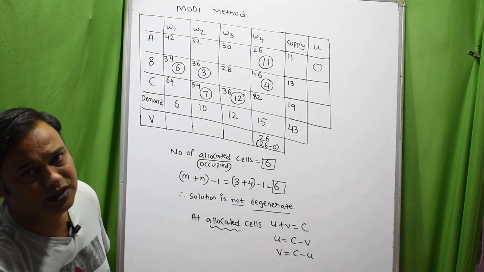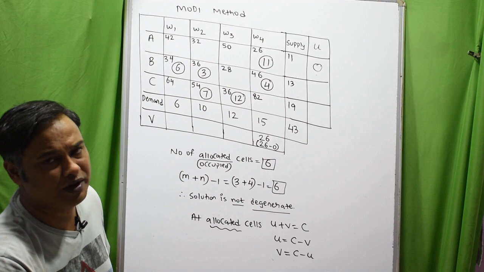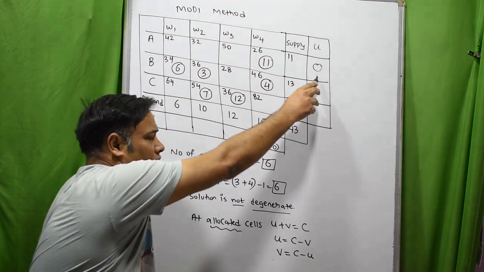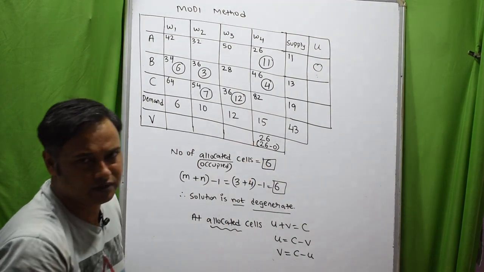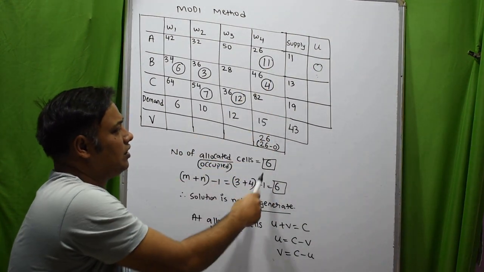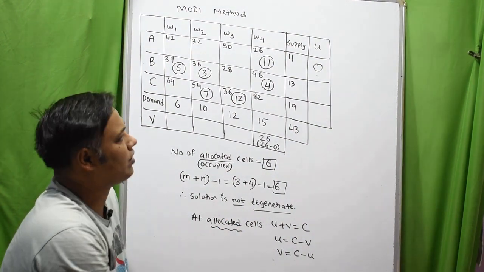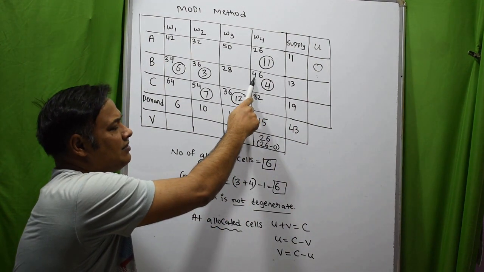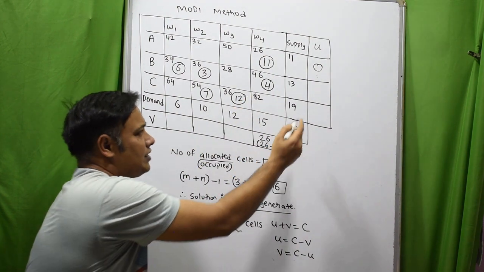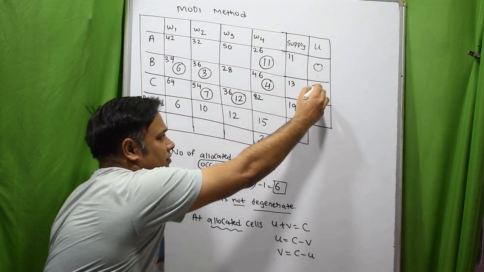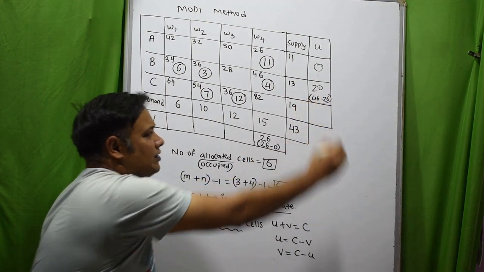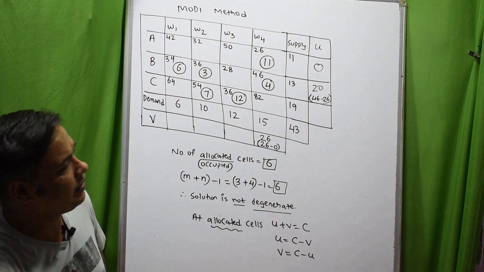I am writing in the bracket, just for your reference, how we got this u and v. The next step will be, from this 0 I got the value 26 here. Now I will go in this particular column and check for any other occupied cells. I have got one more occupied cell here which has a cost of 46. So 46 minus 26, I got 20 here.